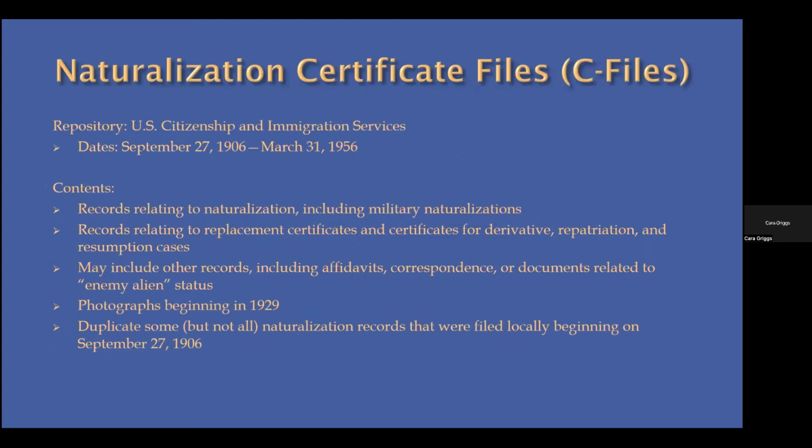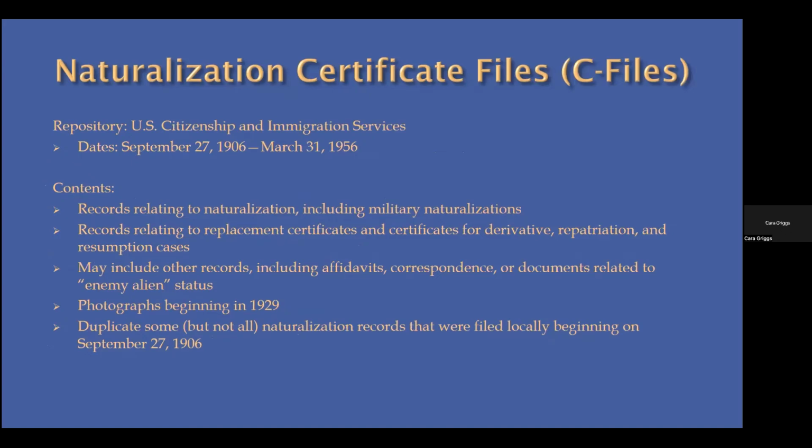Now that records were kept at the federal level, copies of the declarations of intention, petitions for naturalization, and certificates of naturalization may be found in the records of the court that naturalized the individual, as well as at the federal level in what was called certificate files or C files.